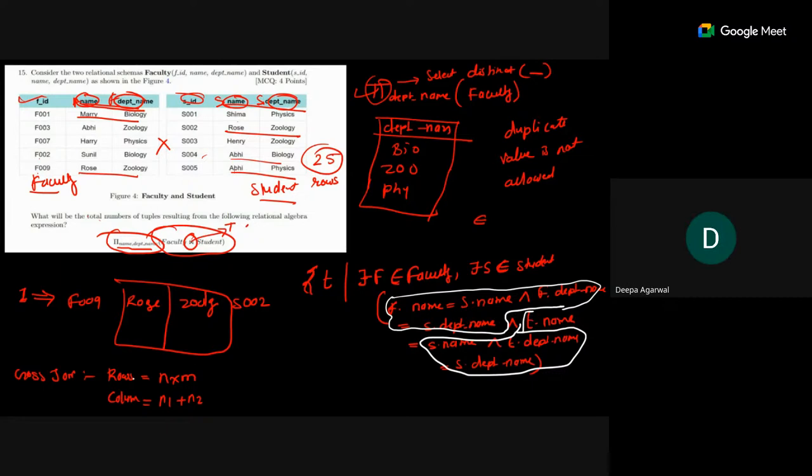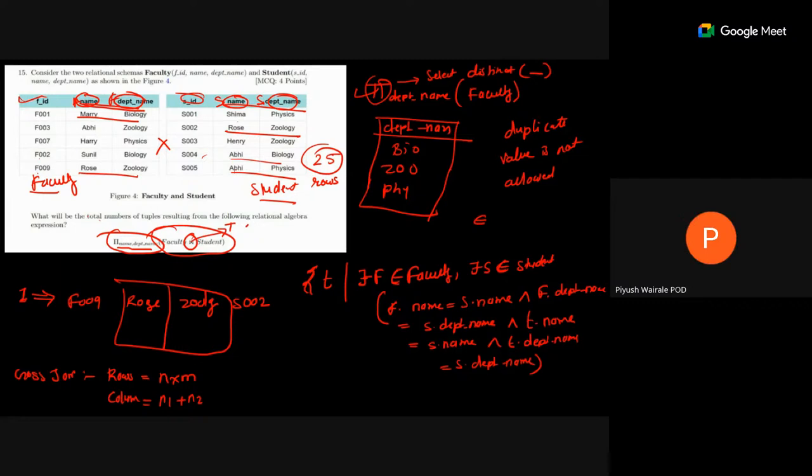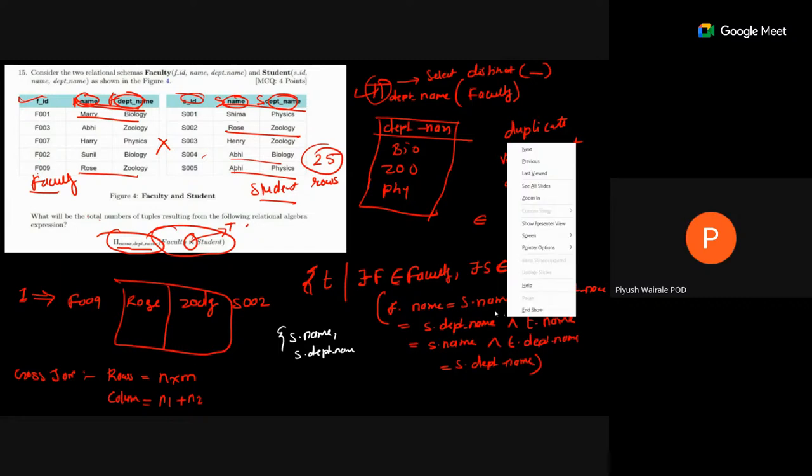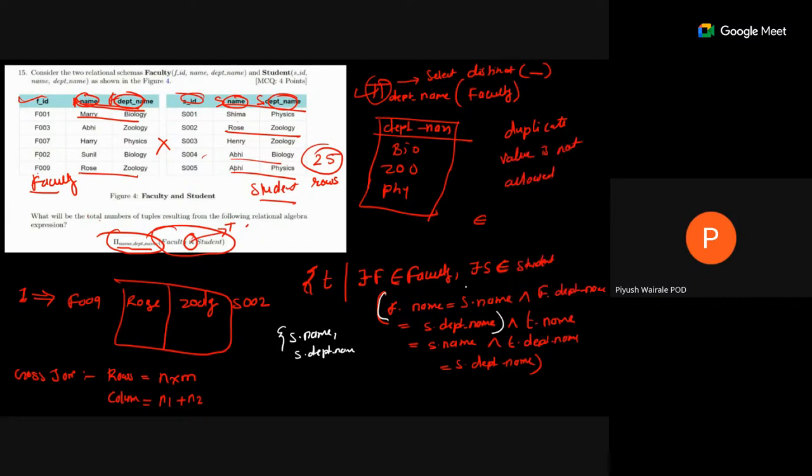Sir, in the projection, can we write F dot name also, like F dot name equals T? Yes, this is one of the ways to write a TRC query. Suppose you don't want to write this, then simply, instead of T, you can directly mention S dot name, comma, S dot department name. Then you don't need to mention this condition, only up to this condition, and the rest of the things will be the same. We want to project this from the student table. These are two tables, and we are performing the joining condition.